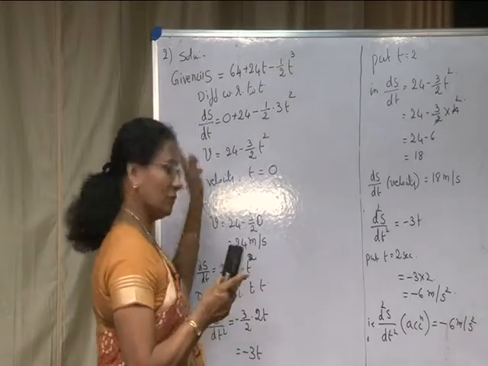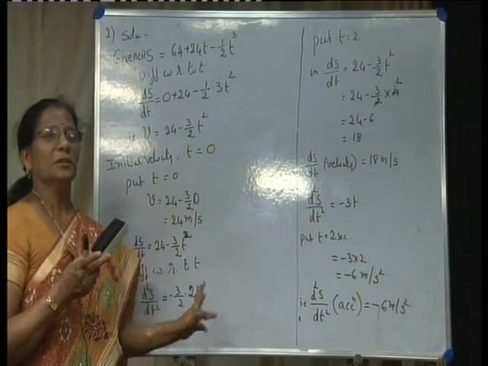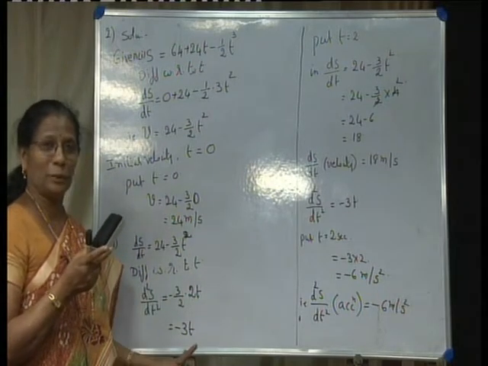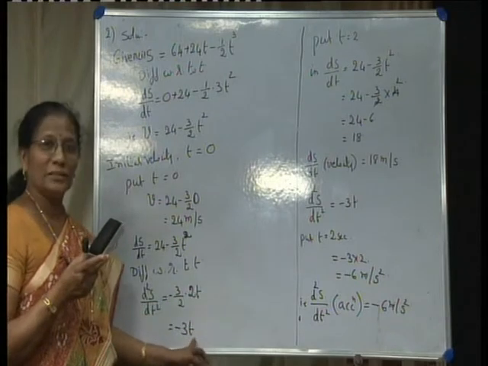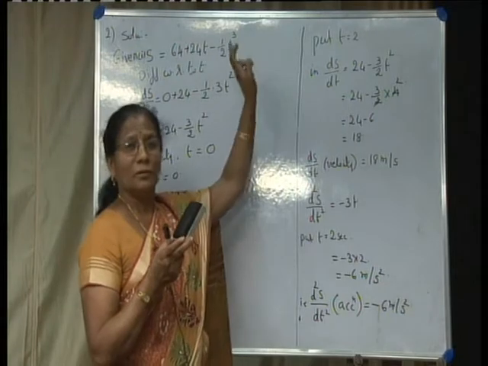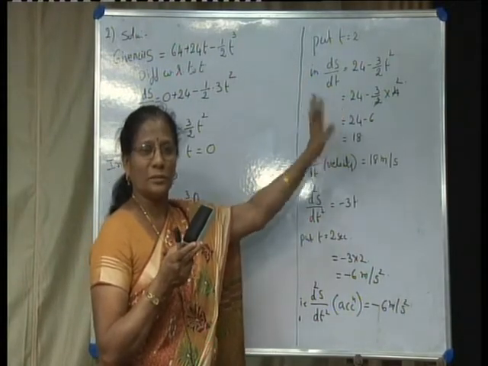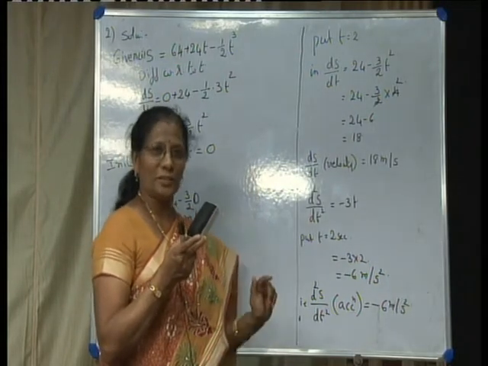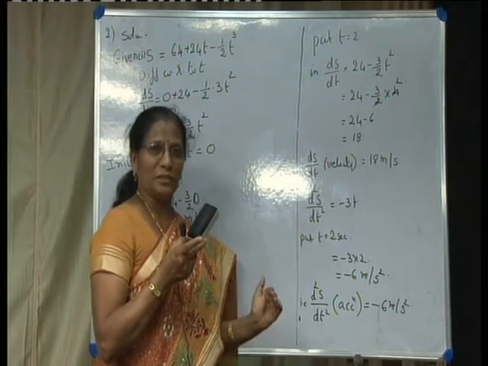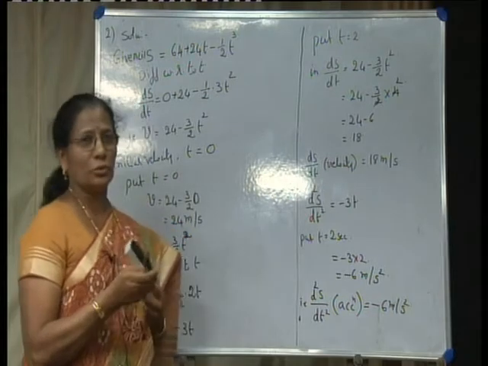First differentiate with respect to t, you will get the velocity. If you find the second derivative of the s with respect to t, you will get the acceleration at any point. But now we have to find what is the velocity and the acceleration after 2 seconds. In the velocity and the acceleration, put t is equal to 2, you will get the velocity and the acceleration after t is equal to 2 seconds. Now, let us go to the third bit.